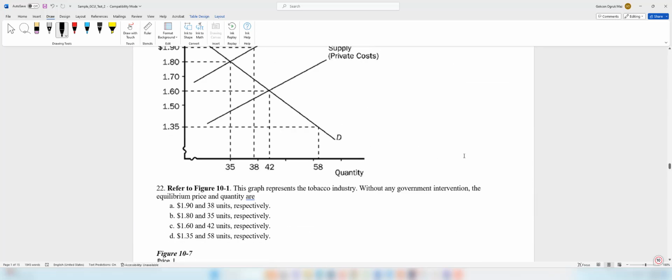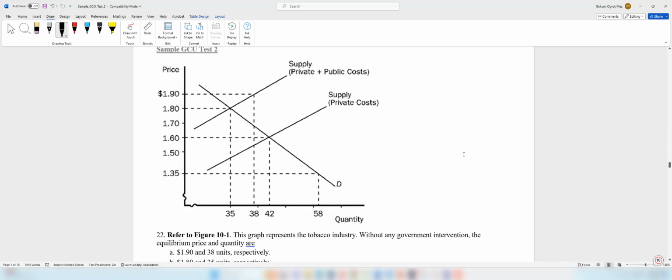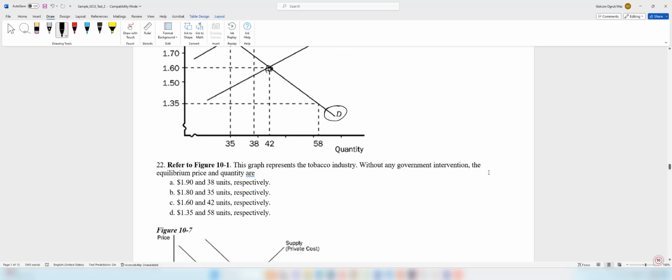Let's look at this question. This graph represents the tobacco industry without any government intervention. So with no government intervention, this market is going to function at the intersection of private cost and demand, which in this case is 42 units and $1.6 of the price.